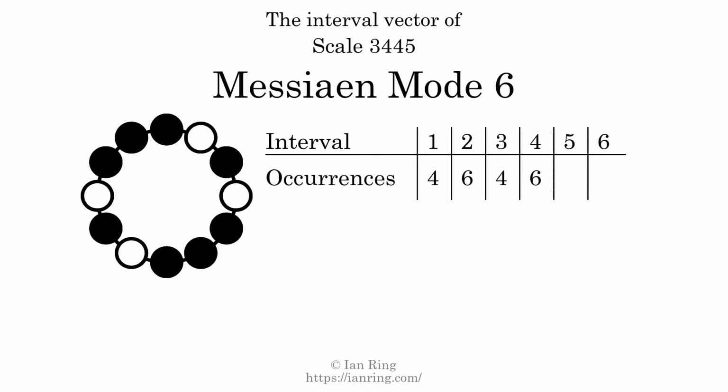There are 6 intervals with the size of 4 semitones. They are here, here, here, here, here, and here. There are 4 intervals with the size of 5 semitones. They are here, here, here, and here. There are 4 intervals with the size of 6 semitones. They are here, here, here, and here. Each interval does not appear in this scale a unique number of times, so this is not a deep scale.